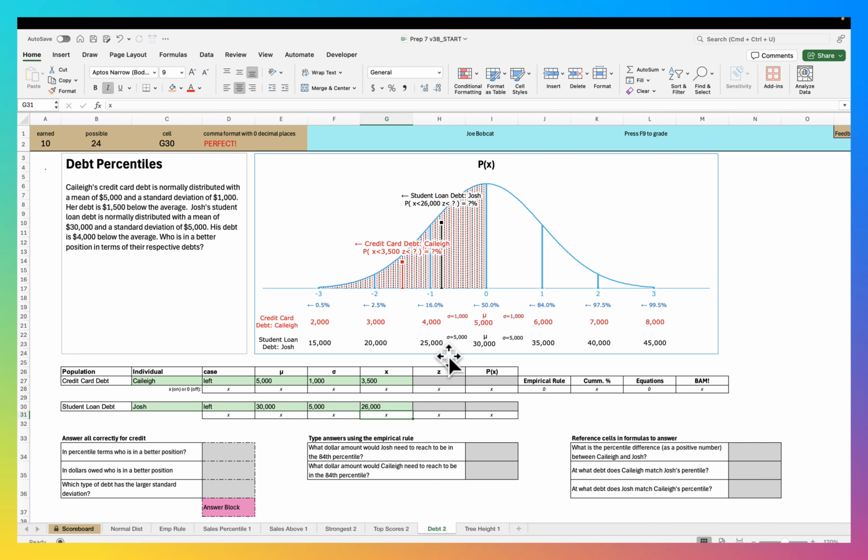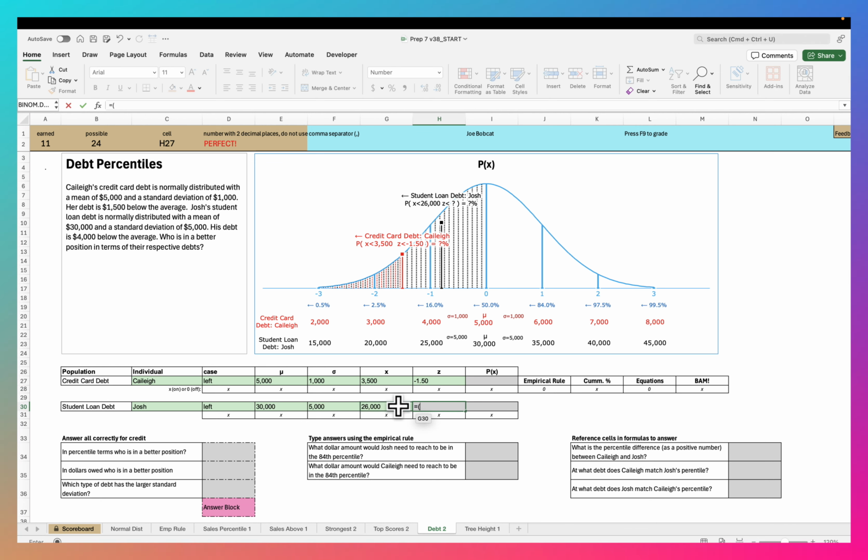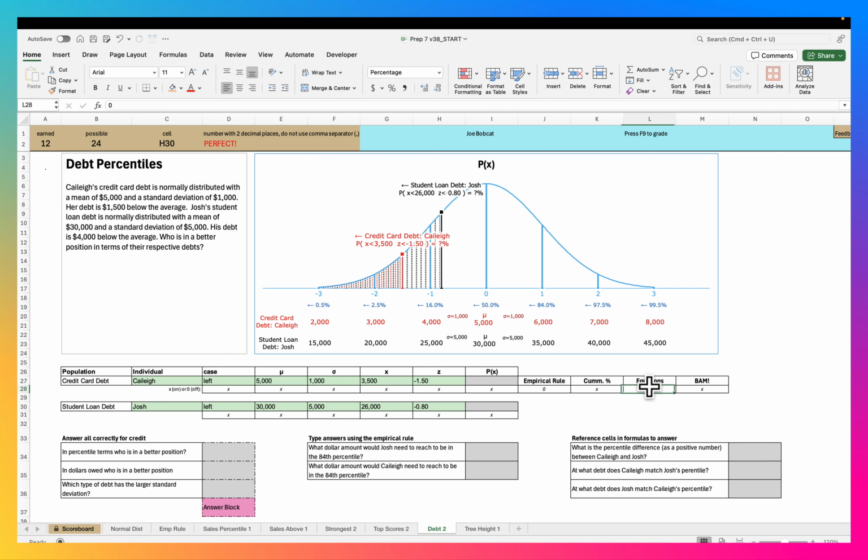All right. Just looking at this, it looks like Kaylee's in a better position, right? Because lower percentile. But let's finish it up. So the z-score is equal to x minus the mean divided by the standard deviation, and then the probability, we'll bring up our equations.